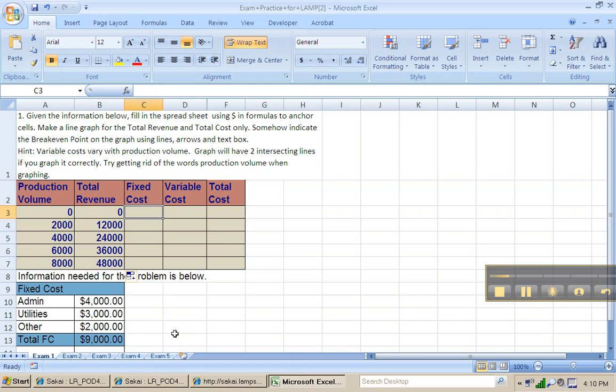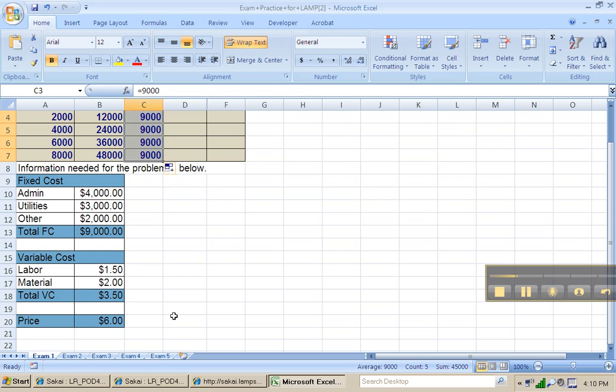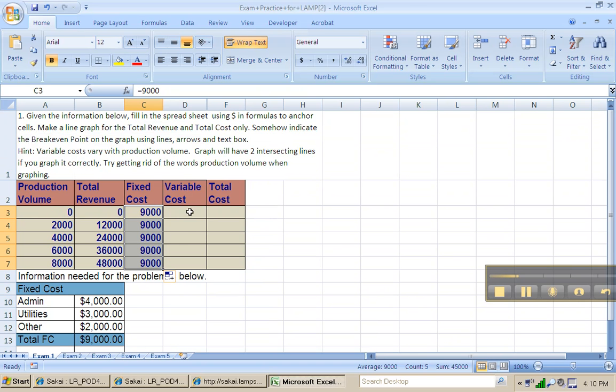Fixed cost is right here, 9,000. You can type it in or do equal that down there, equal 9,000. I'm going to type it in. You know why? I don't have to anchor it. Variable cost is right here, 350, and that would be equals 350 times the production volume. And fill down.